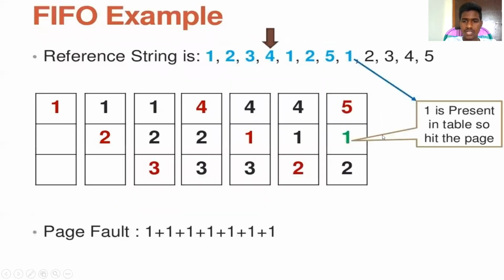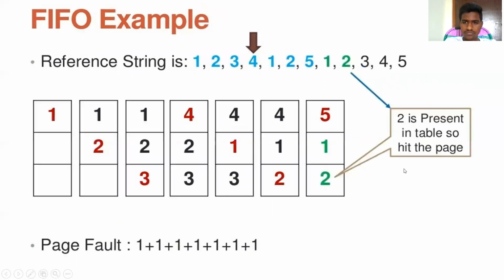Next is 1. As we have 1 in this frame, we need not execute again. So this is called the hit bit. Here we determine it in this green color. So this means hit bit. Next 2. We have to execute 2. But the 2 is already there in this main memory frame. So again the hit bit has occurred.